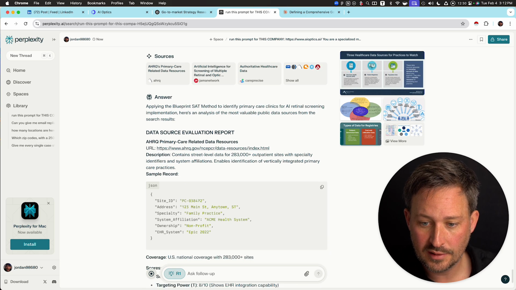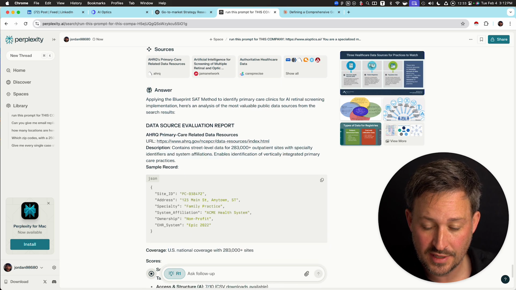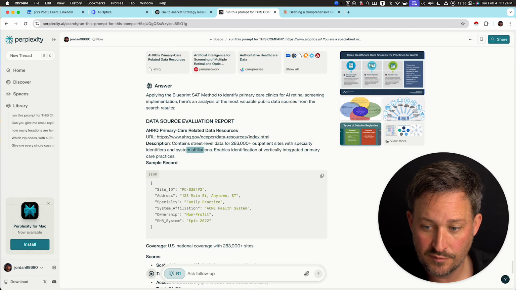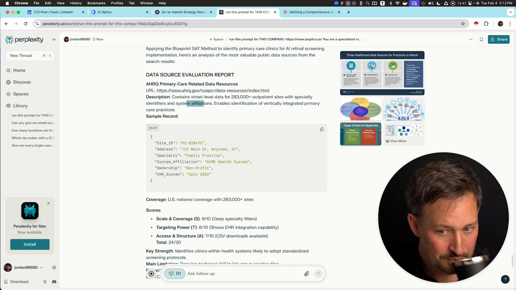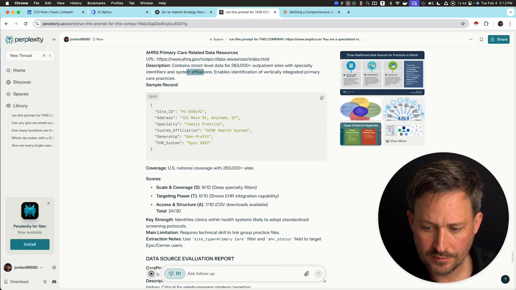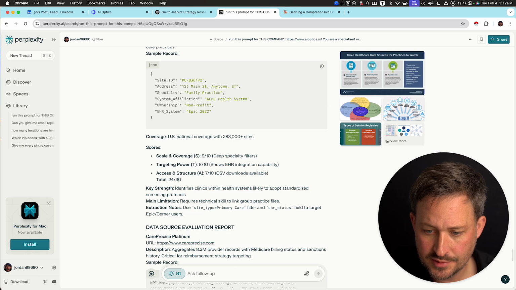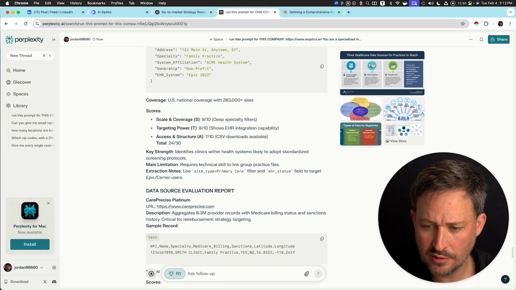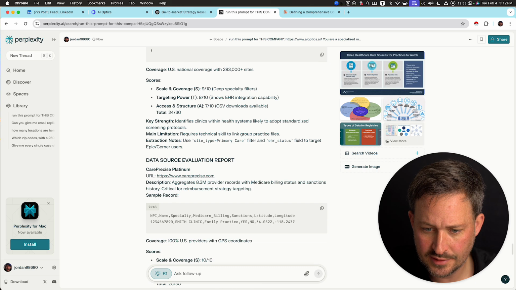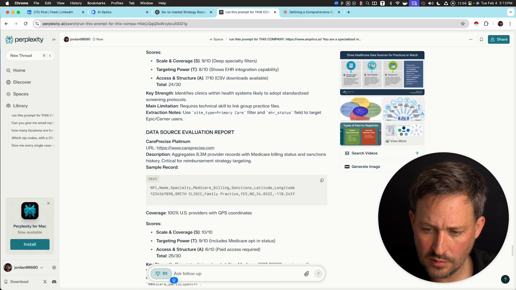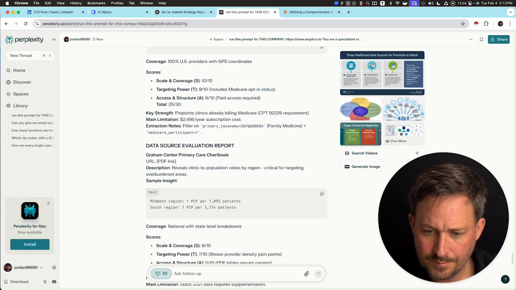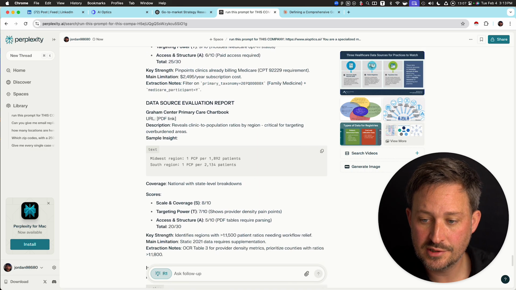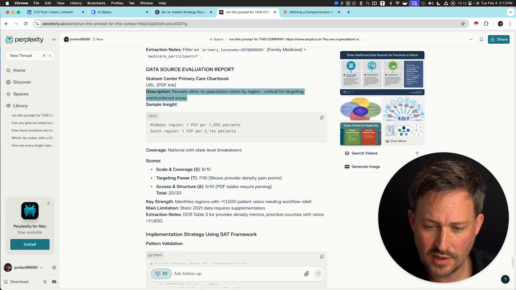Okay, primary care contains street level data, wow, with specialty identifiers in the system. Enables identification of vertically integrated primary care providers. Wow. Likely to adopt standardized screening protocols. Requires technical skill to link group practice, primary care, EHR status. Medicare billing systems, and sanctions history, critical for reimbursement strategy targeting. Amazing. Clinic to population ratios by region. Well, that might be, this is kind of interesting.